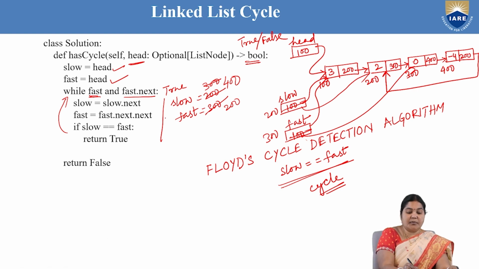400. What about fast? Fast up next is 200. 200's next is 300. 300's next is 400. Now, is slow equal to fast? Yes. Now slow and fast both are pointing to this particular node.